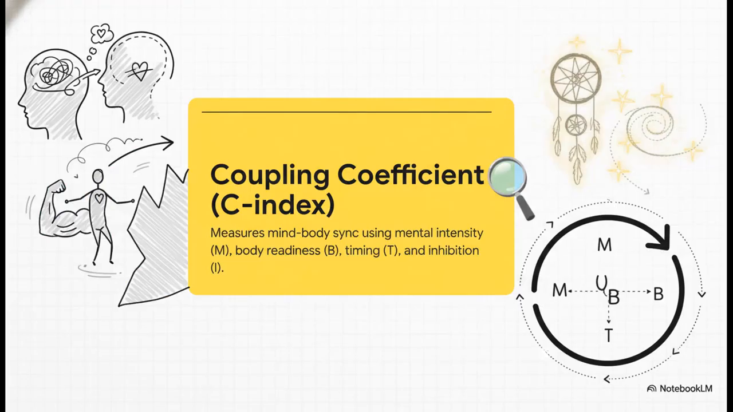And we can actually measure this connection. It's with something called the coupling coefficient, or C-index. Just think of it as a score from 0 to 1 that tells you exactly how in sync your mind and body are during a dream. It's just a simple look at the dream's intensity, your body's readiness, and how well their timing lines up.